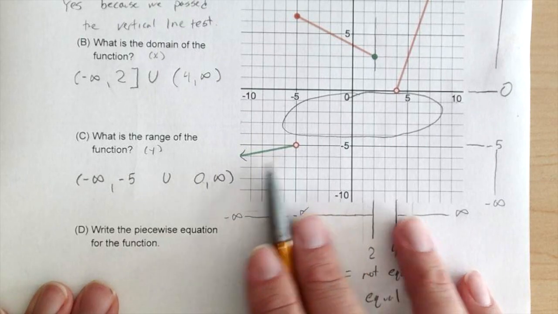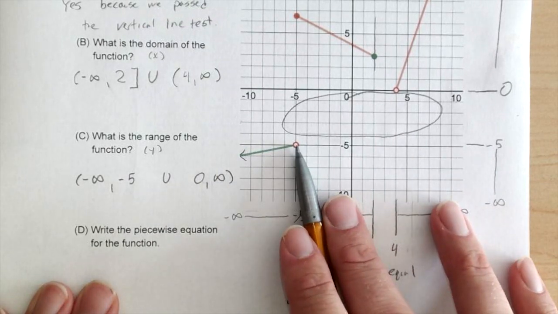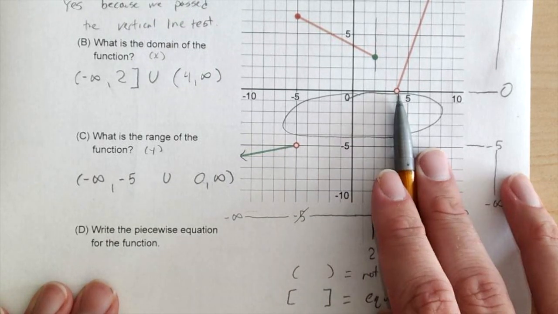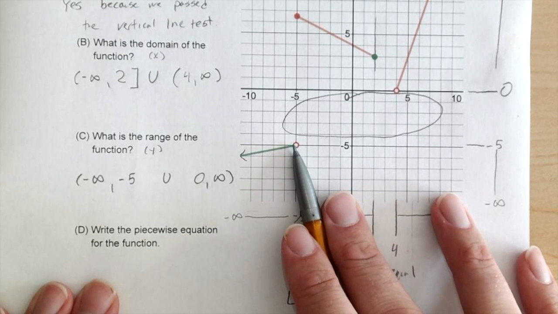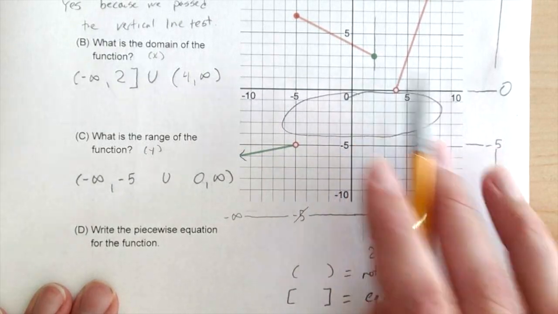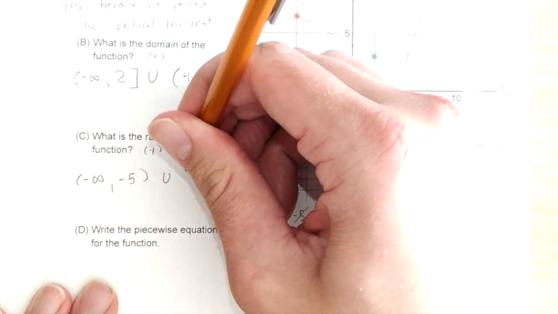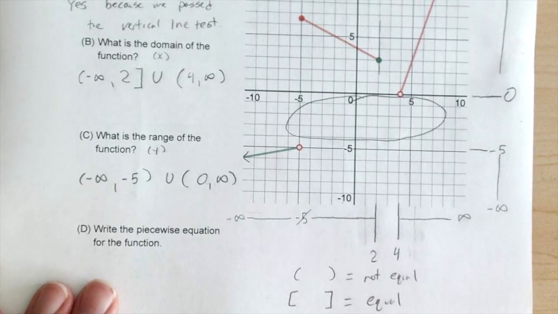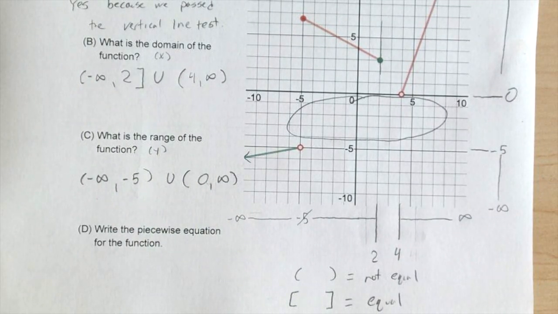But for negative 5 and 0, think that because this is an open circle, it doesn't equal those points. So the only time you have this hard bracket is when you have a closed circle. If you have an open circle, it's going to be a soft bracket. So that would be the range. Hopefully that makes sense to everyone.